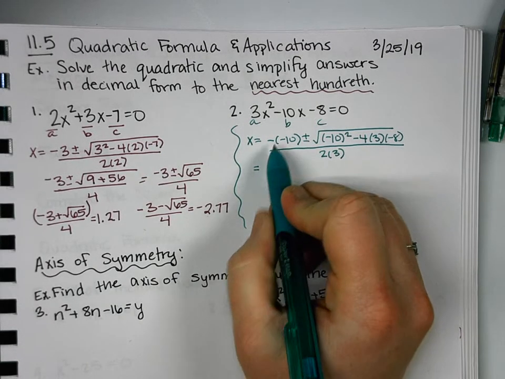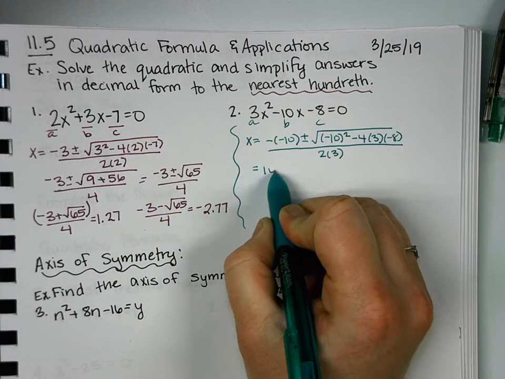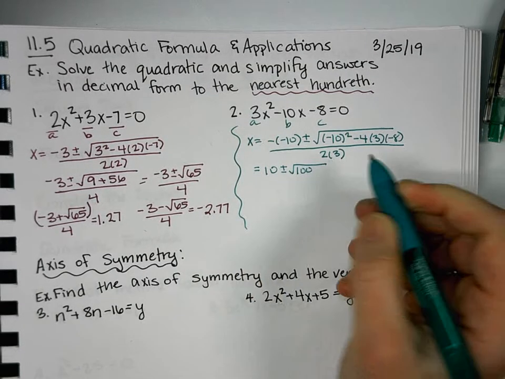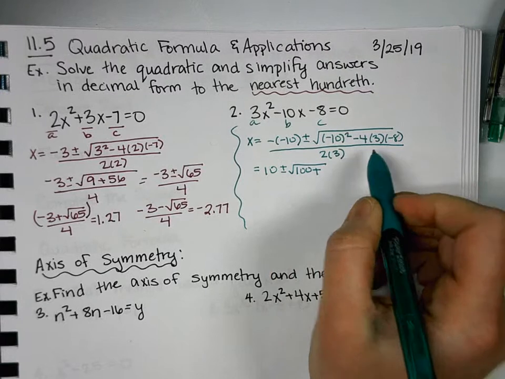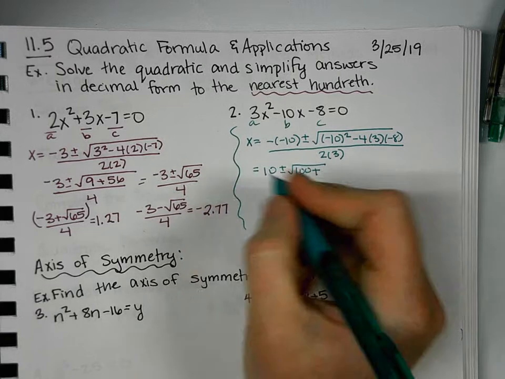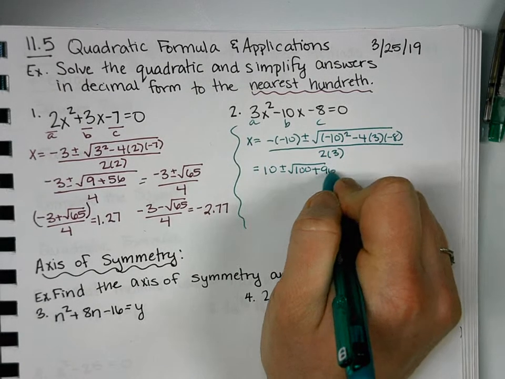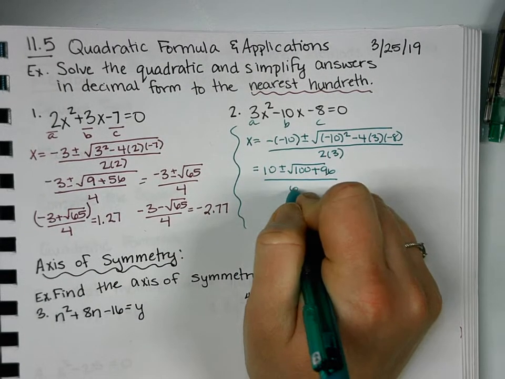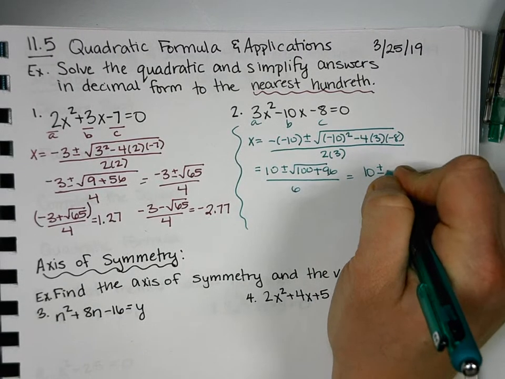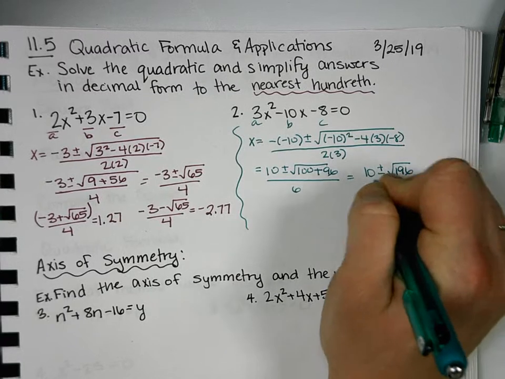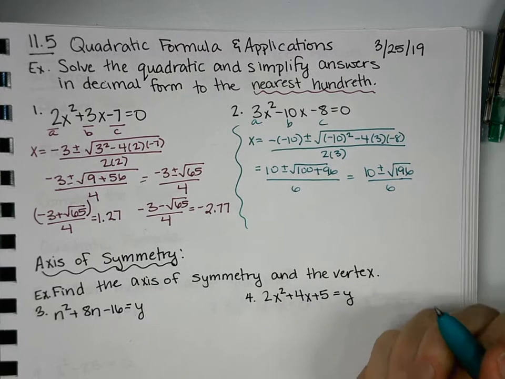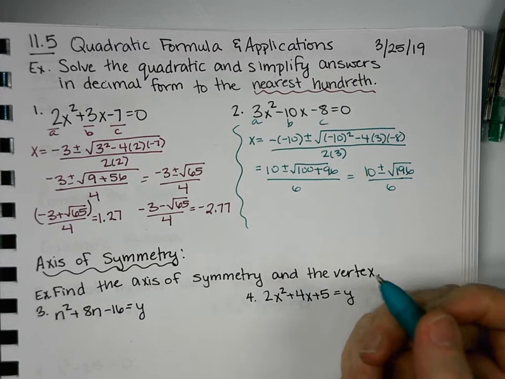So when we start simplifying, two negatives make a positive, so positive 10 plus or minus, see, -10 squared is 100, and then here we'll have -12 times -8, 96, all over 6. So 10 plus or minus the square root of 196, all over 6. And that's the point where we get to break it apart.